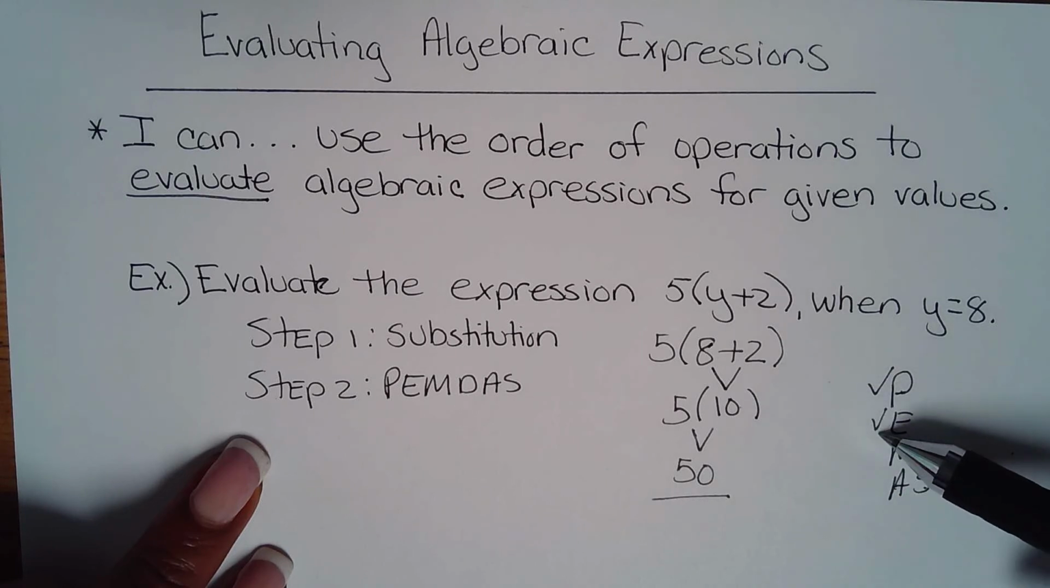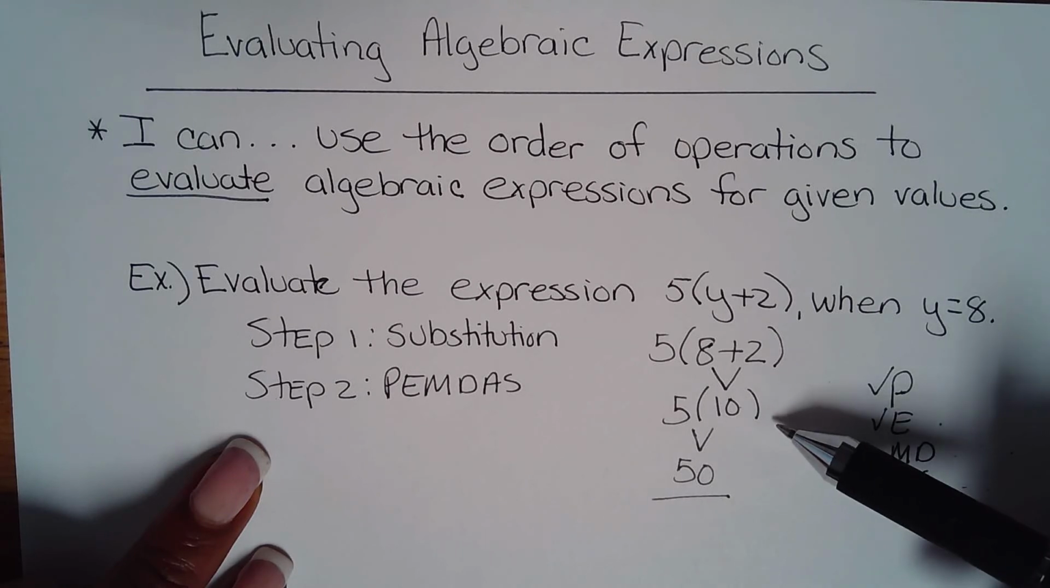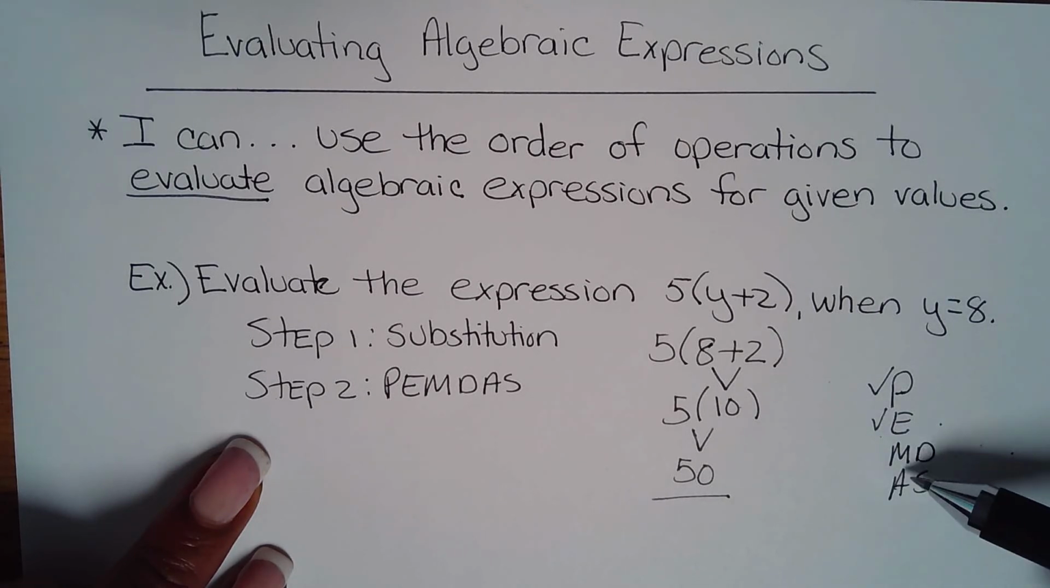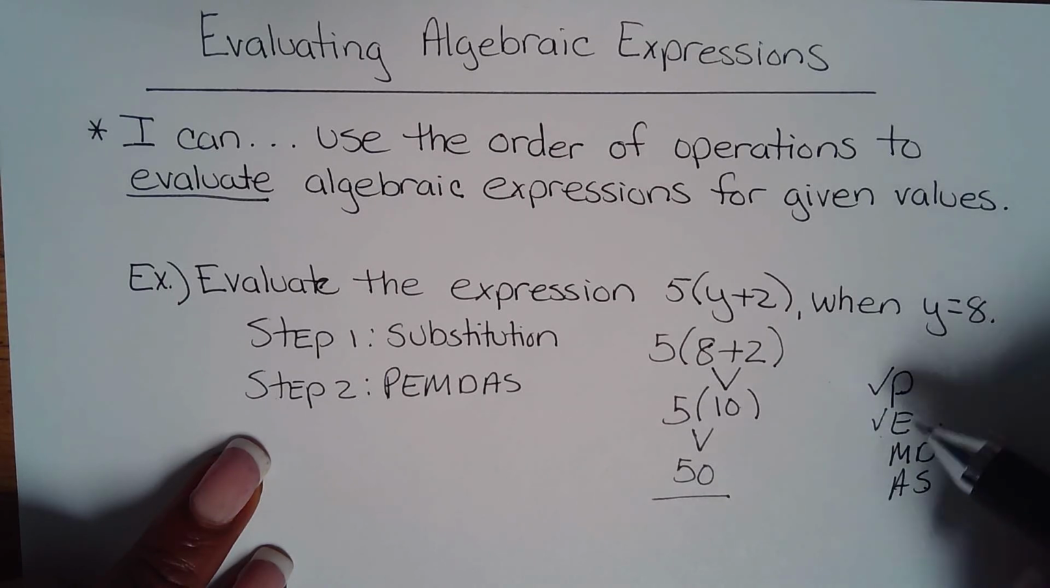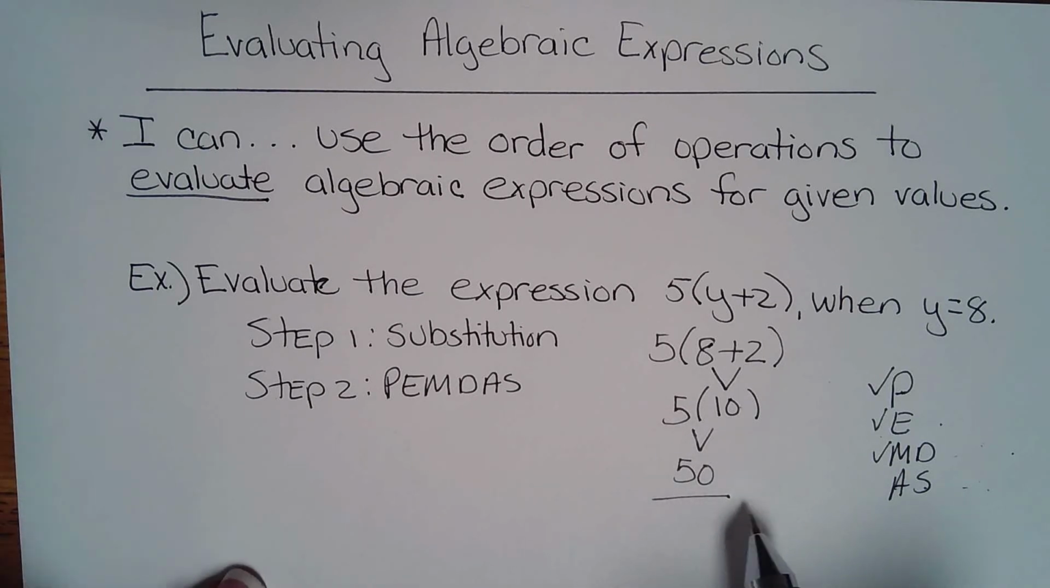Then I went to my next possible step, E, which stands for exponents. In this case, I didn't have any exponents, so I checked it off and went to the next thing. My next operation was multiplication, and my 5 times my 10 simplified to 50. After that, I'm done, and 50 was my final answer.